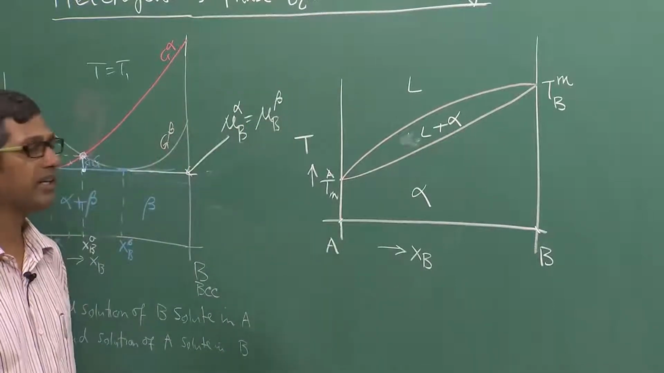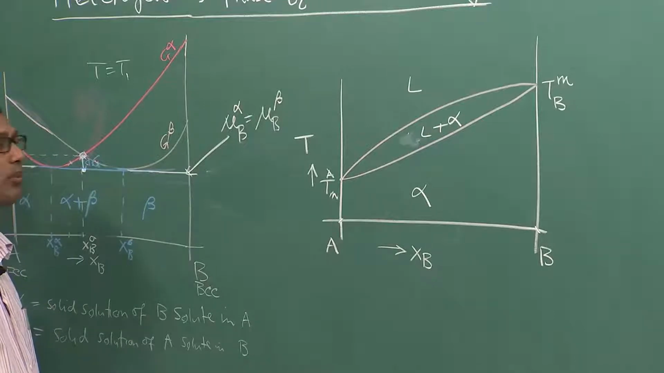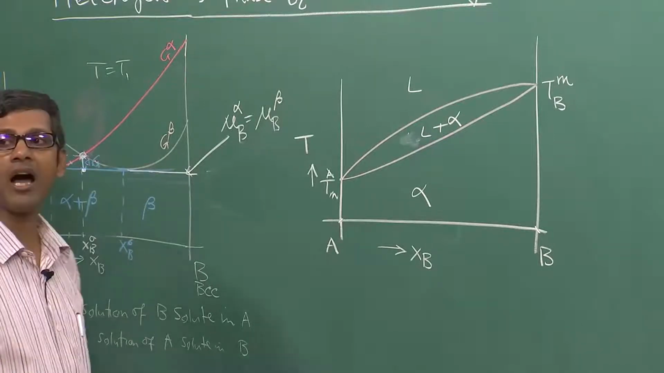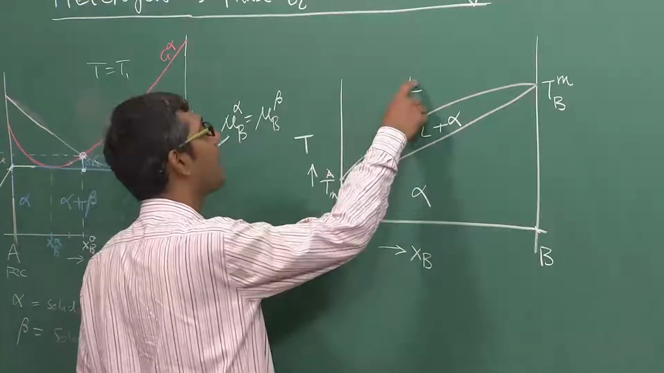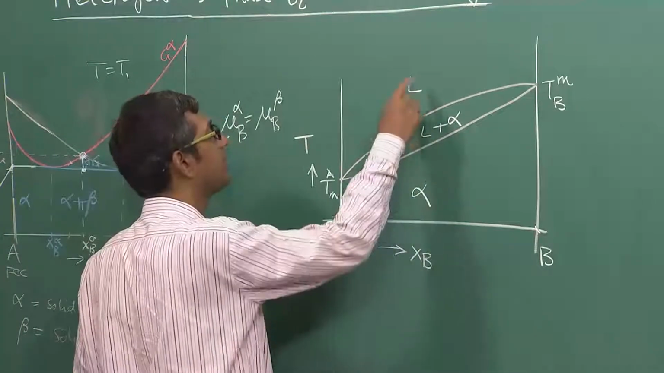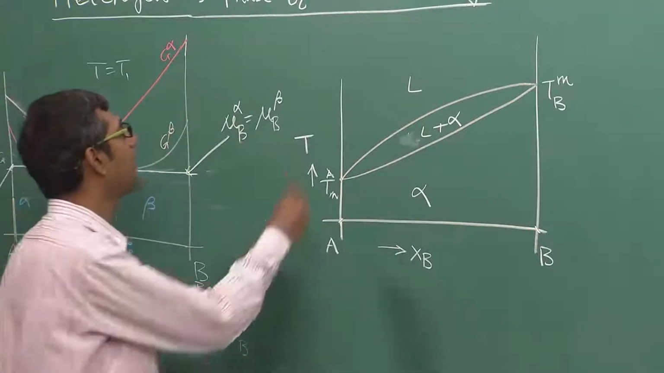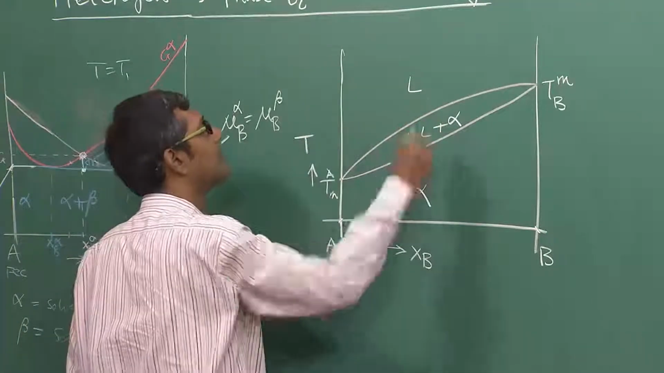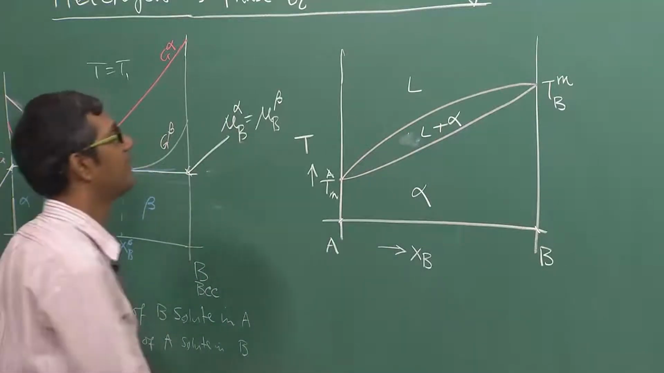I am not going to spend any time on that because I have discussed this in my earlier course, as they are in the books. Now, how do I explain thermodynamically that there will be alpha phase here, liquid phase here, alpha plus liquid here? So let us take free energy composition diagrams like this at different temperatures.